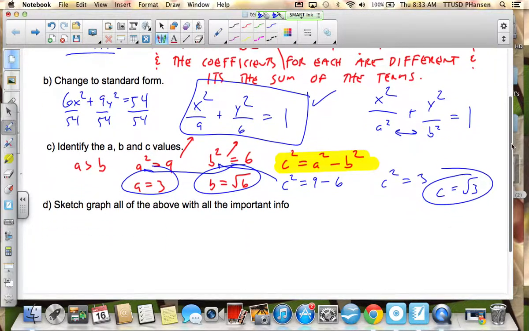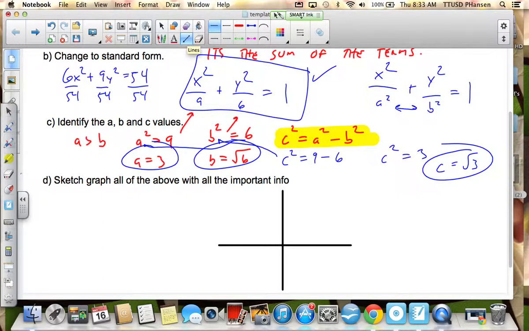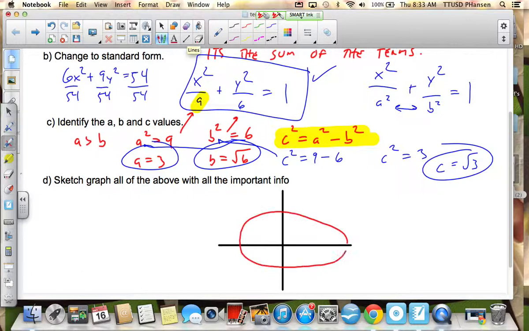Now I sketch graph this thing. Sketch graph will look beautiful with some of these. And I know because this guy's bigger, it's going to be longer on the x-axis, or a horizontal ellipse we've been calling it. That doesn't look very good. But anyway, I'll just move that over. There we go. We'll call that good enough.